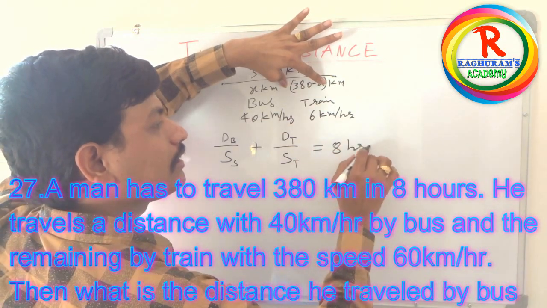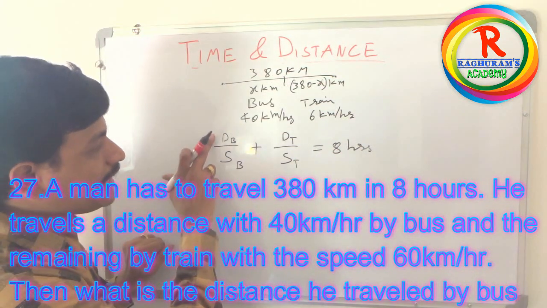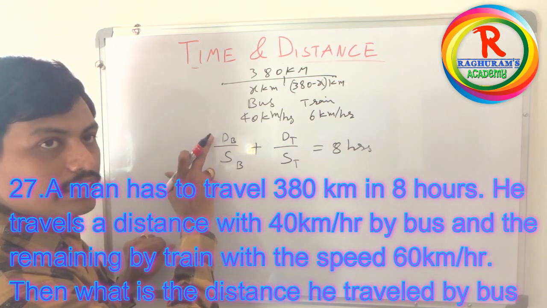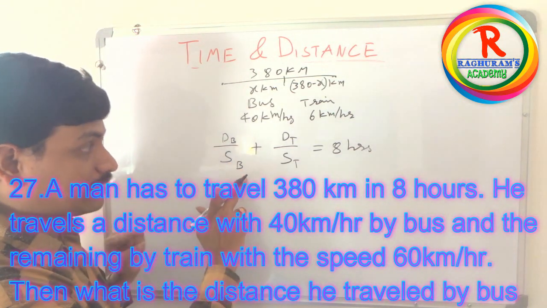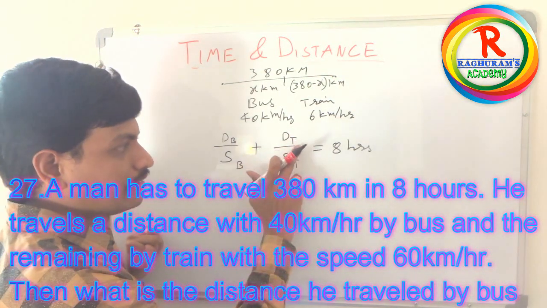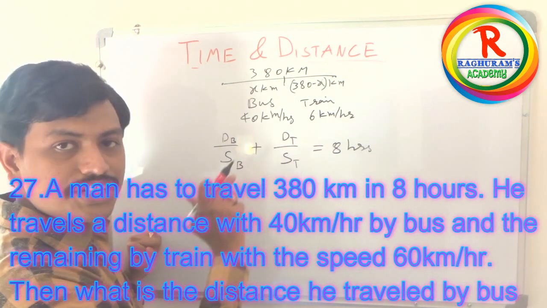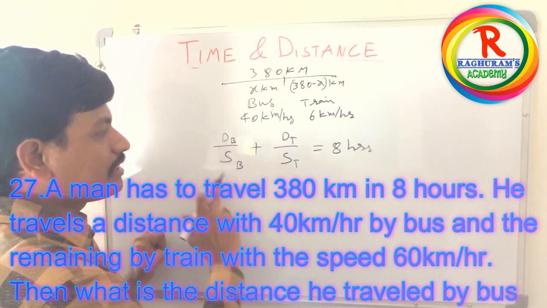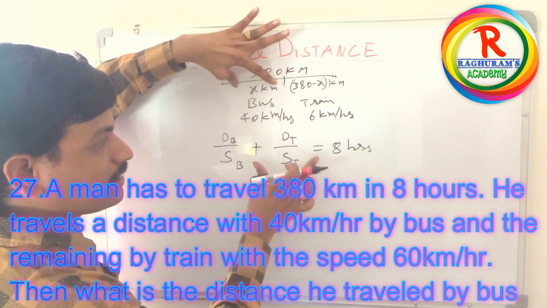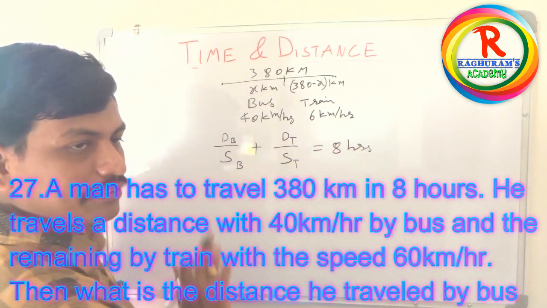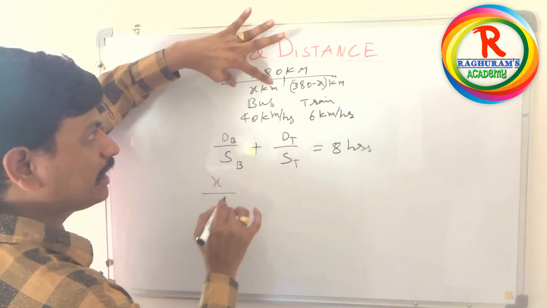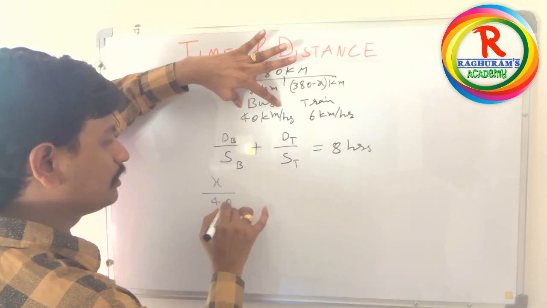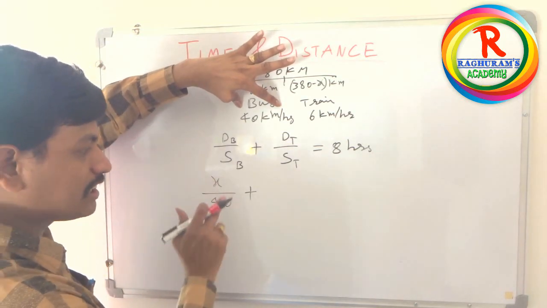Total 8 hours. Here dB plus sB. What is dB? Distance traveled by bus divided by speed of the bus, plus distance traveled by train divided by speed of the train. This is the time taken by bus and this is the time taken by train. Total 8 hours. So dB, the distance traveled by bus, is x, divided by the bus speed 40, plus this is the time formula, distance by speed.